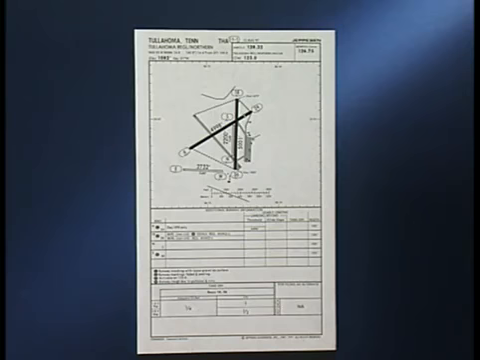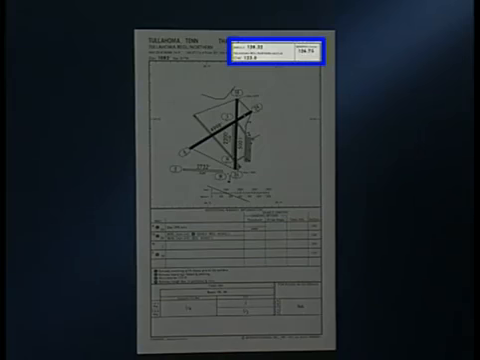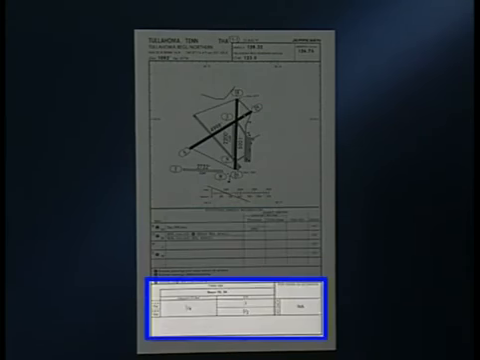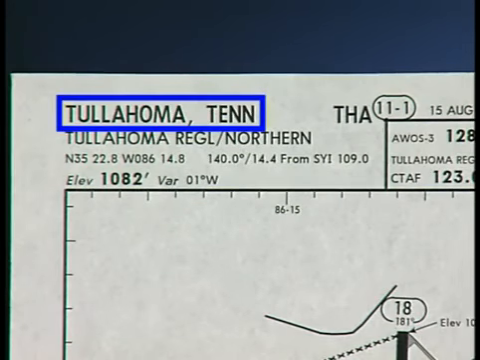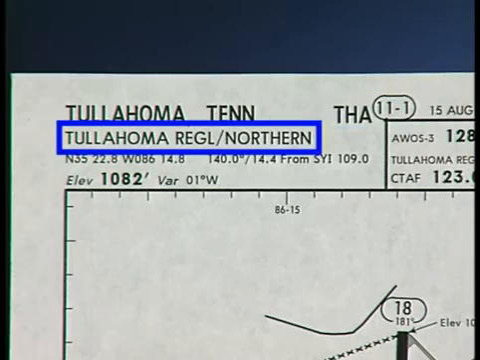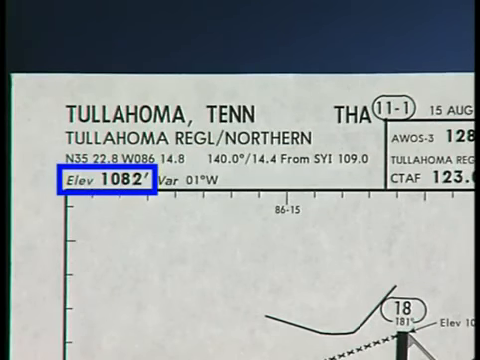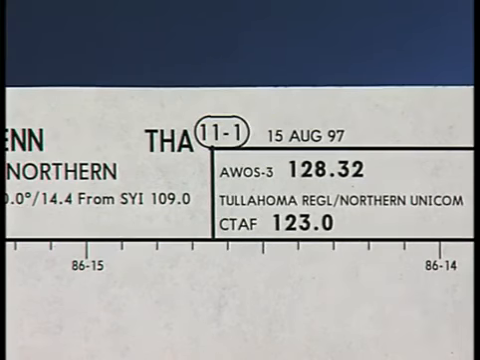Like the approach chart, the airport chart is laid out in 5 sections: heading, communications, airport plan view, additional runway information, and takeoff and alternate minimums. The heading contains the name of the city and state, the airport identifier, the airport name, location information such as latitude and longitude, and bearing and distance from a VOR, DME, or VORTAC, the airport elevation, and local magnetic variation. The chart index number and chart date or effective date are located at the top center of the chart.